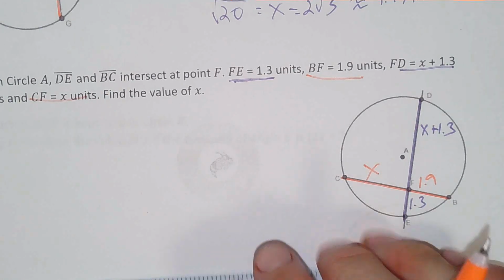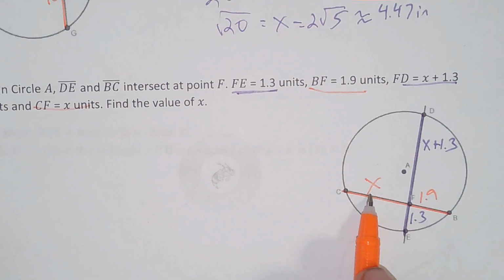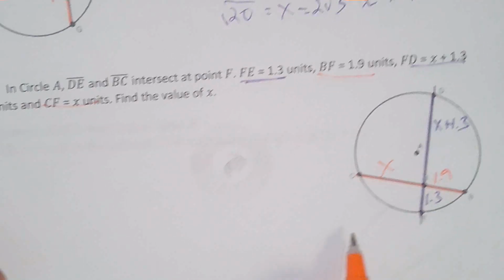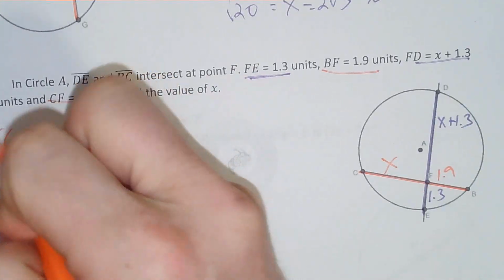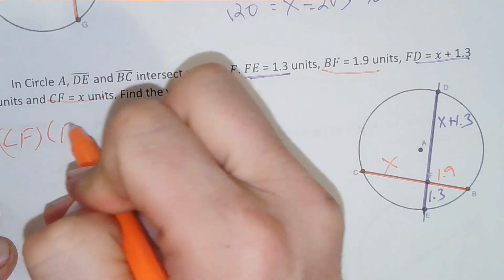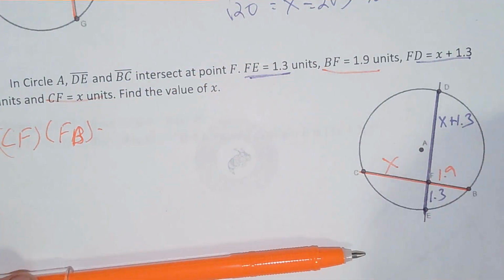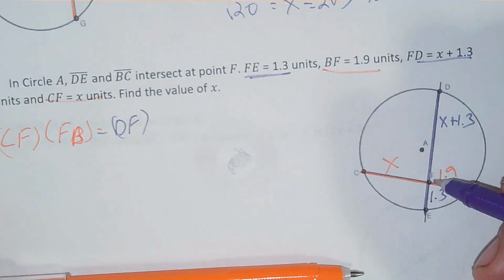Our relationship or primary equation here is going to be one side of one segment times its same segment is going to be equal to the purple segment times the other purple segment. All right, so written as CF times FB equals DF times FE.